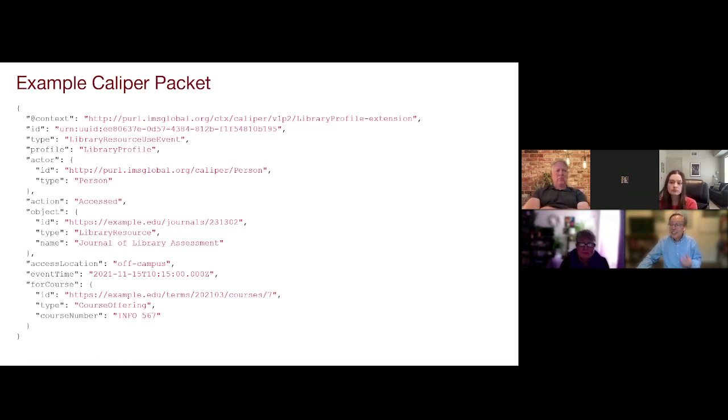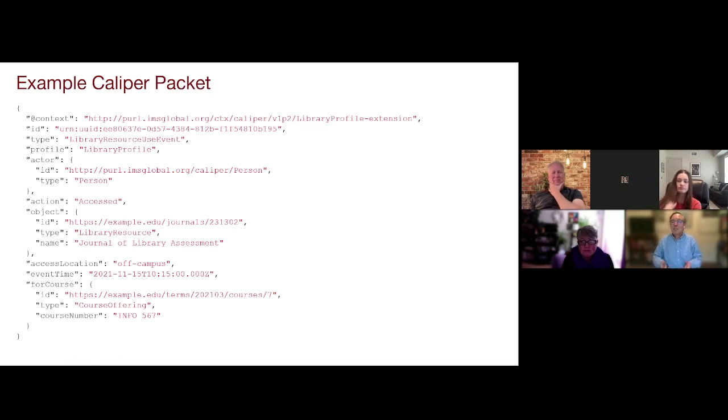There's a URL for the thing that they accessed in this case. This happens to be a library resource that they accessed, and we're adding the title of the journal, which we've looked up behind the scenes. So this journal happens to be the Journal of Library Assessment, which I think is actually a fake journal. They were off campus, there's a timestamp, and they accessed this particular journal in this example in the context of some course, which is Info 567, according to our course catalog of made-up courses.